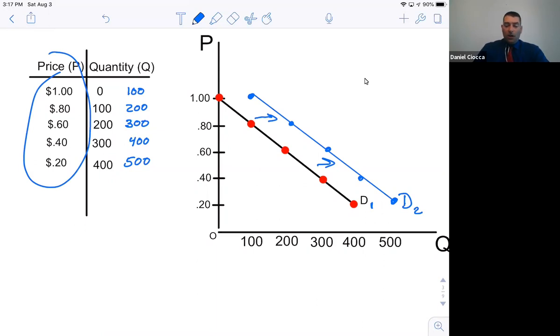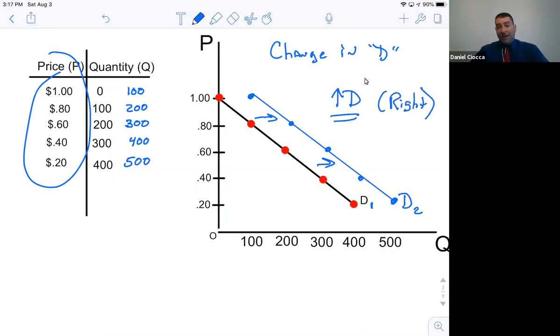This is called a change in demand. More specifically, this is an increase. Up arrow always means increase in economics. An increase in demand. The demand curve shifted to the right. And when demand shifts to the right, that's an increase.